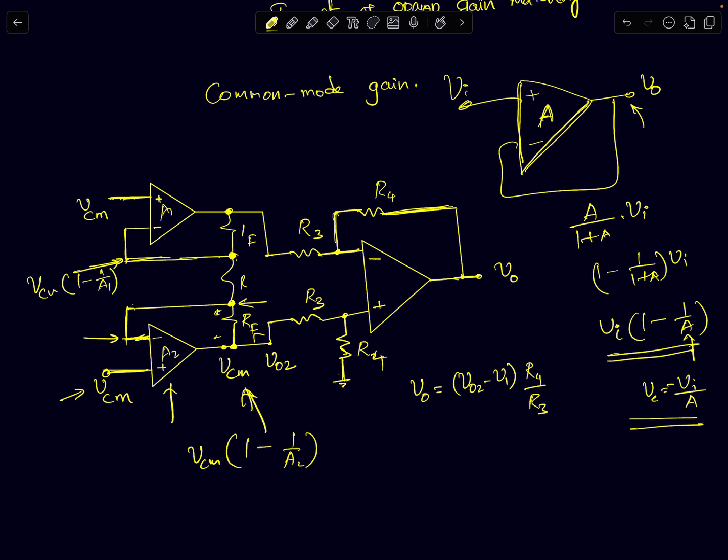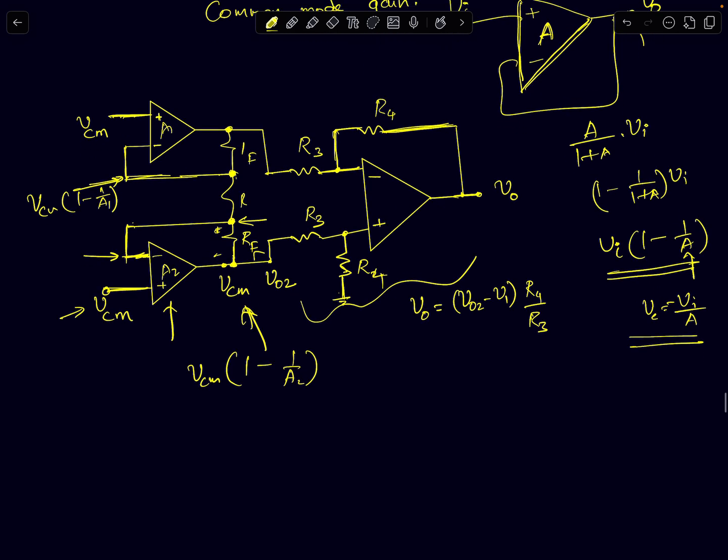Now from this I can compute. I'm going to assume that the second stage is ideal. What is the second stage going to do? It's going to just amplify the difference. The output of the second stage will simply be equal to VO2 minus VO1. VO2 is this node voltage and VO1 is this node voltage, times R4 by R3. If you look at this circuit, what exactly is VO2 minus VO1?